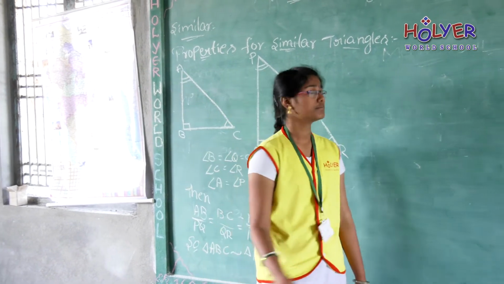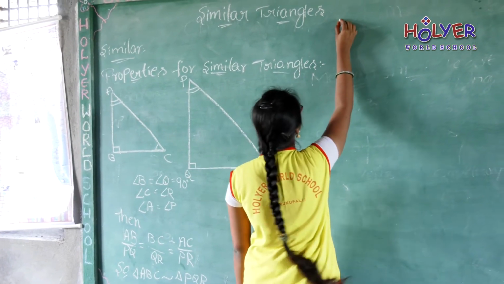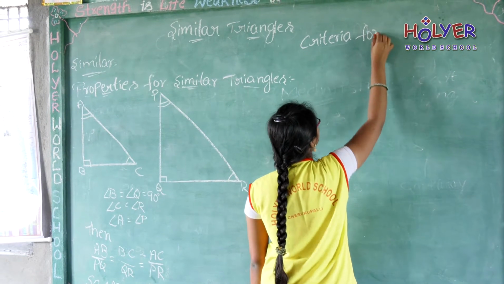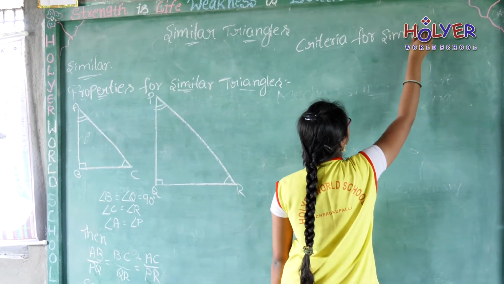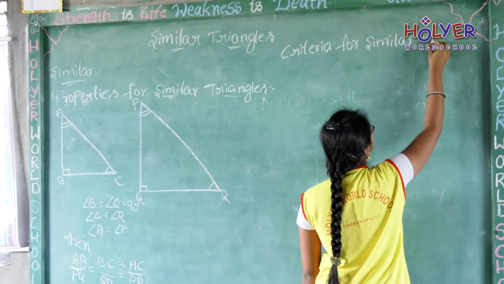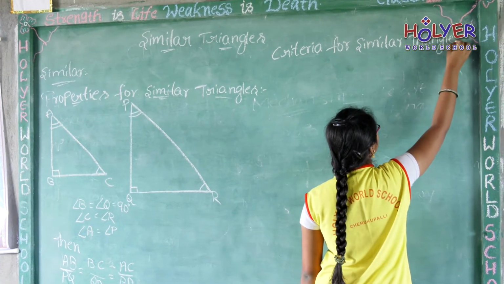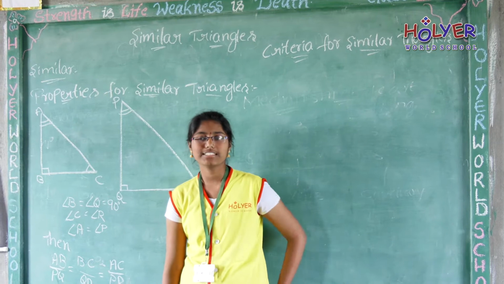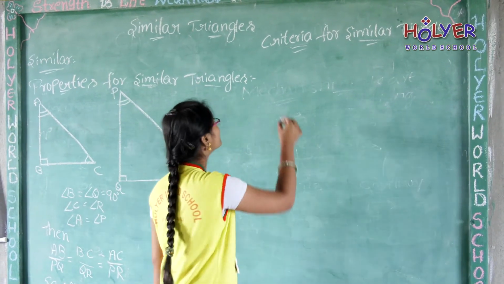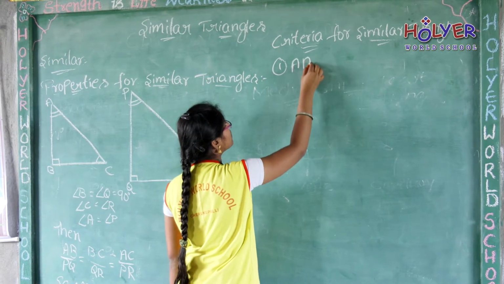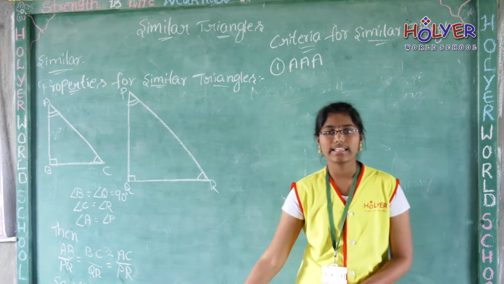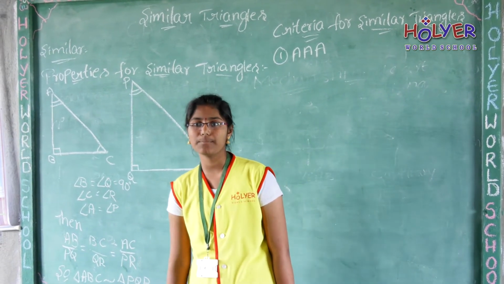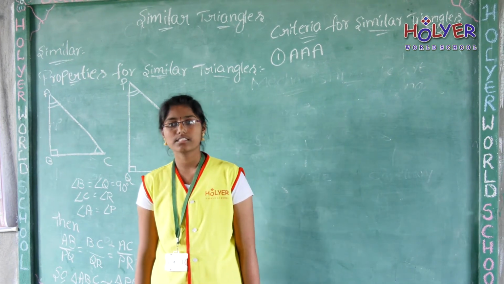Criteria for similar triangles. There are three criteria for similar triangles. First one is AAA. In two triangles, if the corresponding angles are equal, then the sides opposite to the equal angles are in the same ratio. Hence, the two triangles are known as similar triangles.